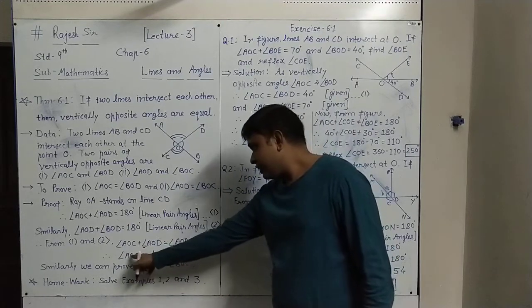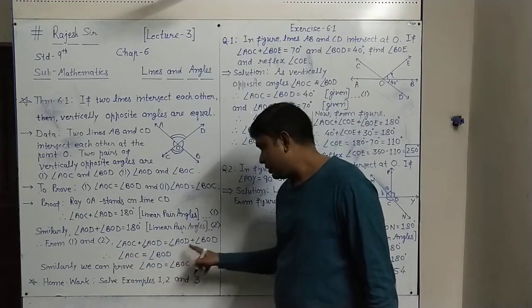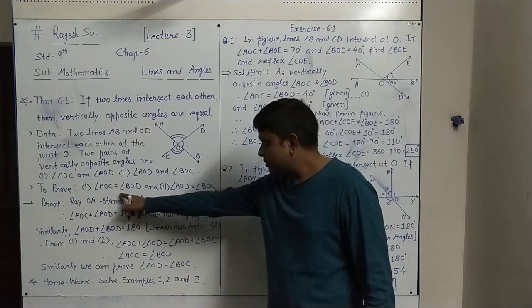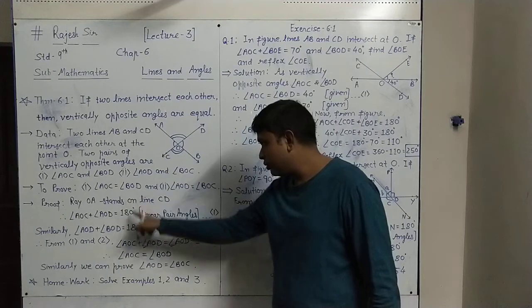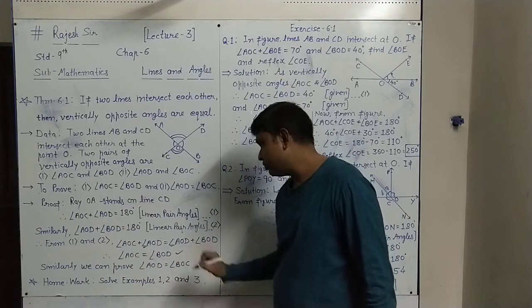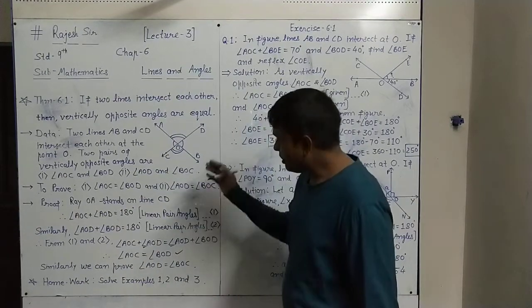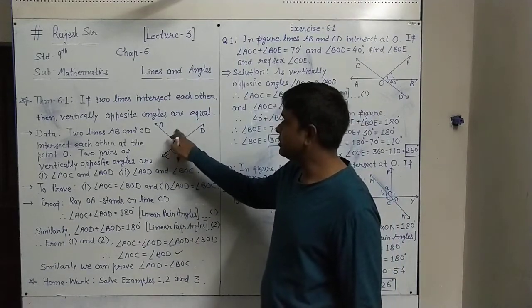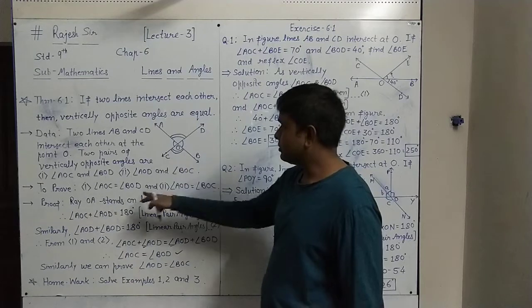So remaining on the left is angle AOC, and on the right is angle BOD. You can see the first proof is done here: angle AOC equals angle BOD. The first is proved. Similarly, we have taken these two linear pairs, this and this, and we have proved this first one.